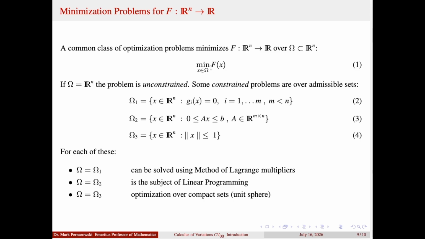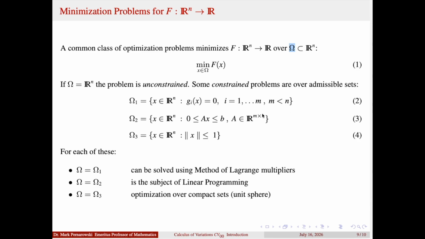So the question is, here I have a function that maps from Rn to R over some subset of Rn. And the question is, on that subset of Rn, what's the minimum value of f for all the possible x's that are in there? If omega is the entire space, then it's called an unconstrained optimization problem. But more often than not, there are constraints that define the subset omega here.